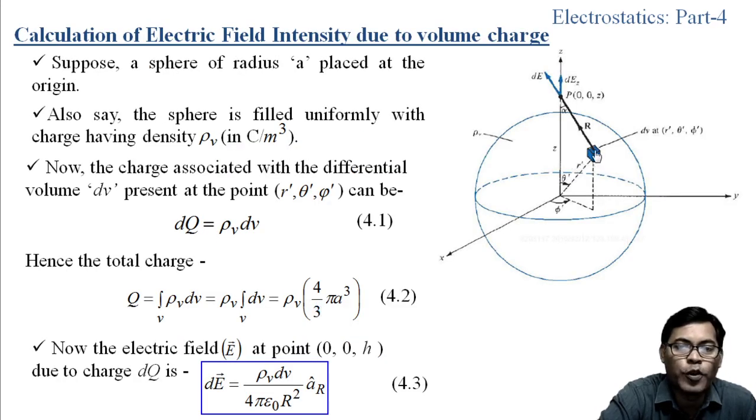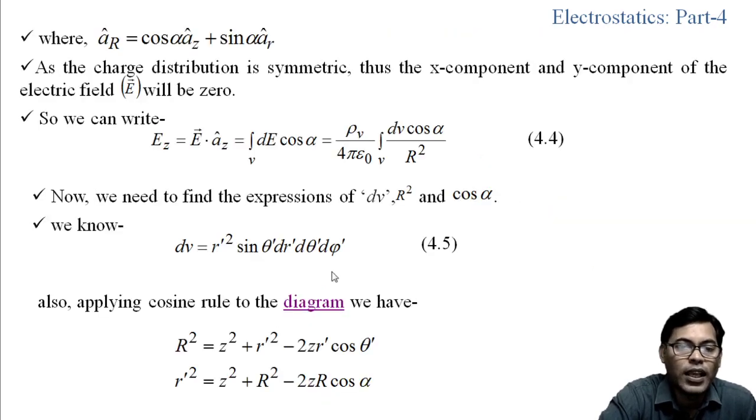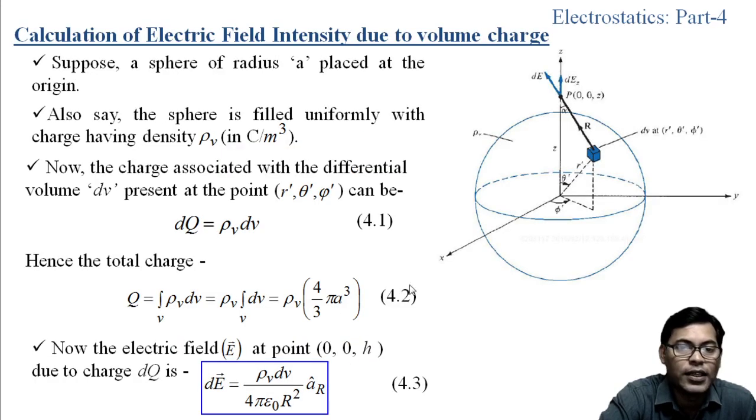Here from the diagram we will consider this r magnitude only. R, this is z and this is r prime. This angle is theta prime, this angle is alpha. So from that we can find out this magnitude if we consider R square equals z square plus r prime square minus twice of z r prime cos theta prime. Here you see that twice of z r prime cos theta prime. Similarly, if we want to find out this r prime, then r prime square will be equal to z square plus magnitude of R square minus twice of z magnitude of R cos alpha.